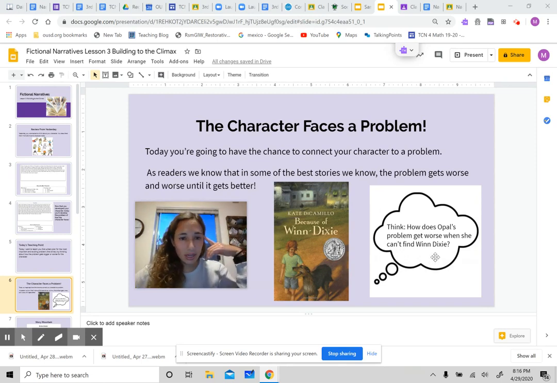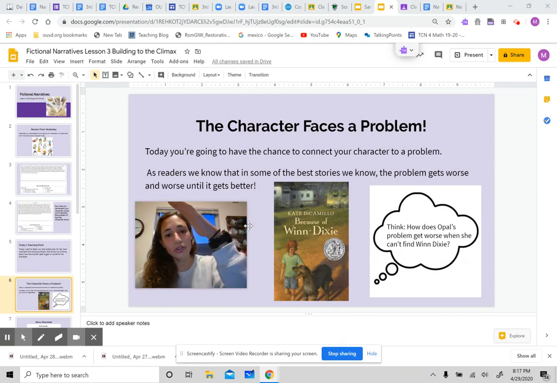Some of you were thinking about that moment that Opal had with her father, how things were escalating between them and they started arguing. Some of you were also thinking about how Opal got really, really scared and was getting more and more upset. So the problem was getting worse and worse and worse until it could get better.